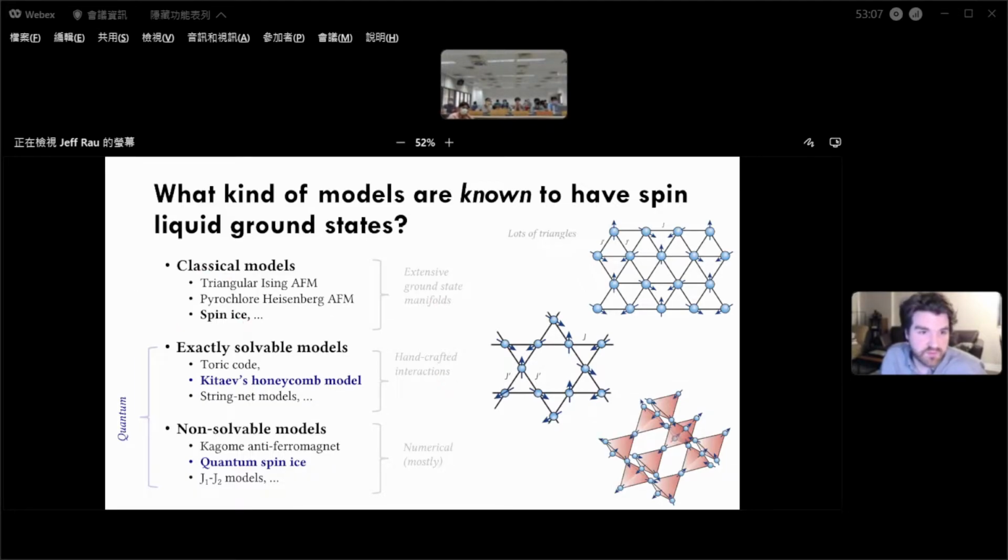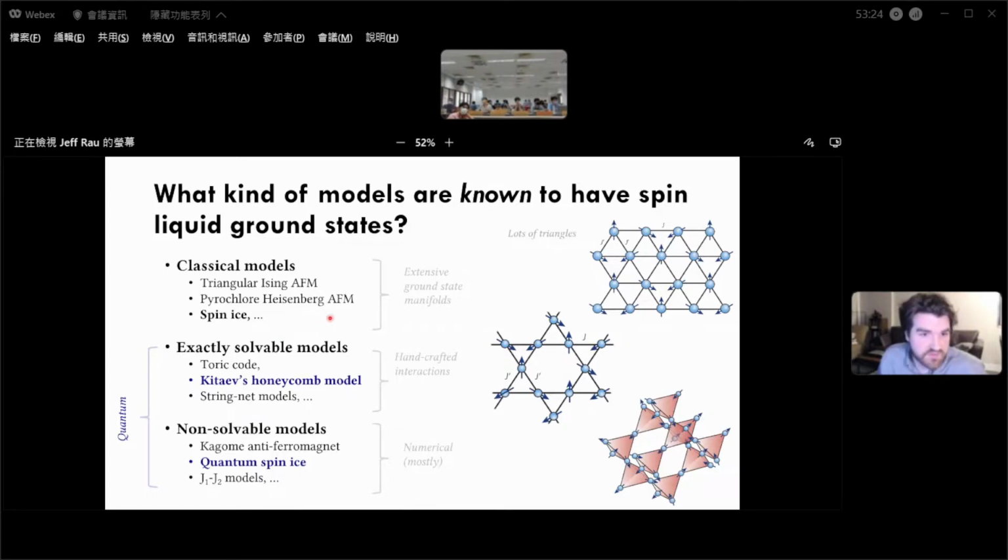So models with spin-liquid ground states. For classical models, we mentioned this triangular lattice Ising antiferromagnet. There's also continuous spin models like the pyrochlore Heisenberg antiferromagnet and other Ising models like spin ice that all have classical spin liquid ground states as T goes to 0.